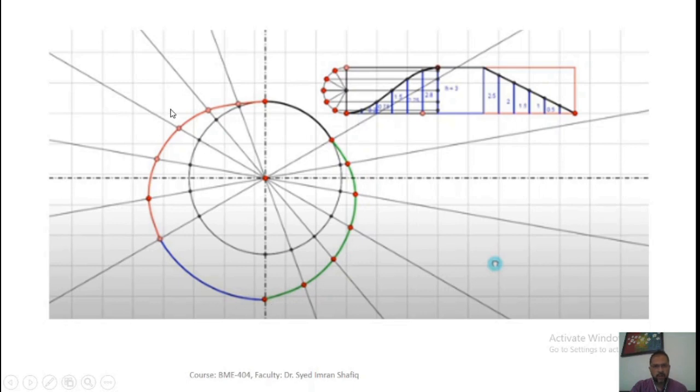So in this way we can draw a cam profile. This is a cam profile and this is the displacement diagram. Now we can have various arrangements, like different types of motions for the follower, and different types of followers. We will discuss these different problems in coming videos. Thank you very much for watching this one.